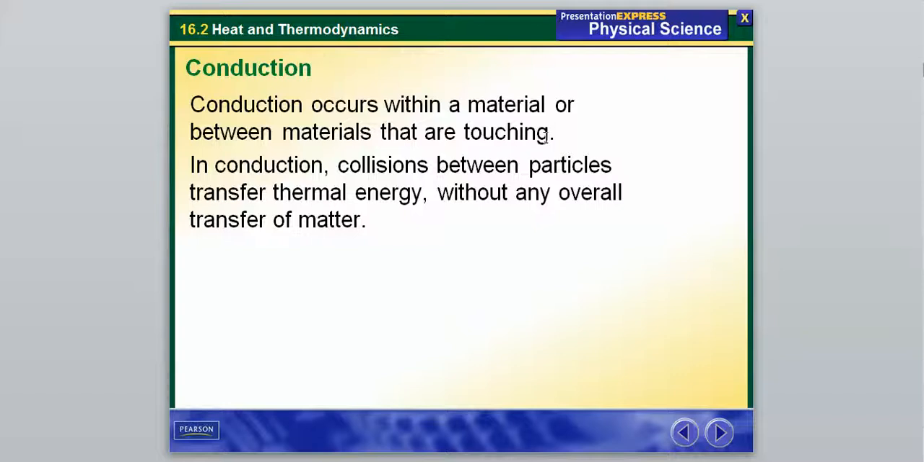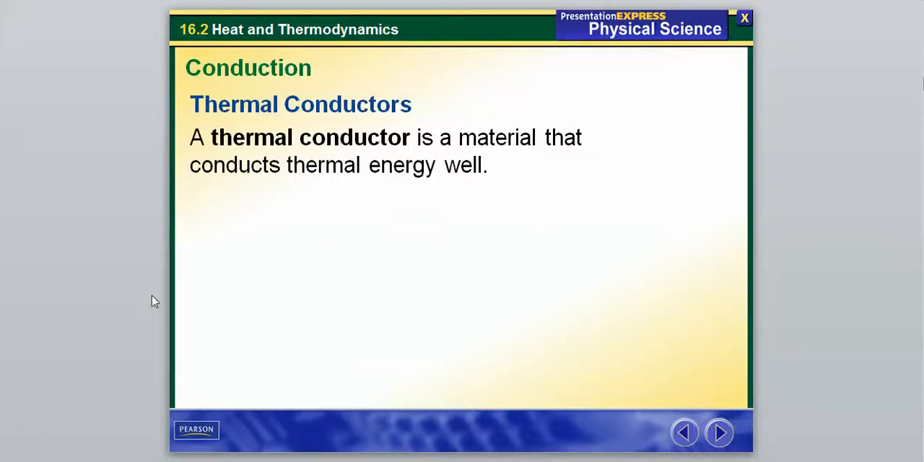In conduction, collisions between particles transfer thermal energy without any overall transfer of matter. So they don't move any matter, they just move thermal energy throughout the particles. The particles aren't gaining or losing any matter, they're not transferring it, it's just the thermal energy passing through the particles in any form of matter. And a thermal conductor is a material that conducts thermal energy well, or has a high conductivity.